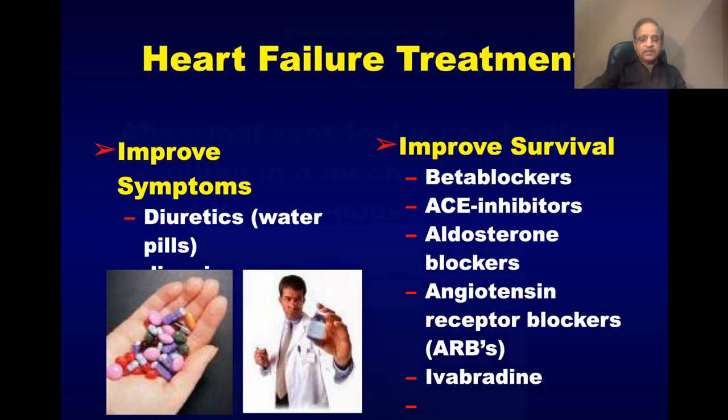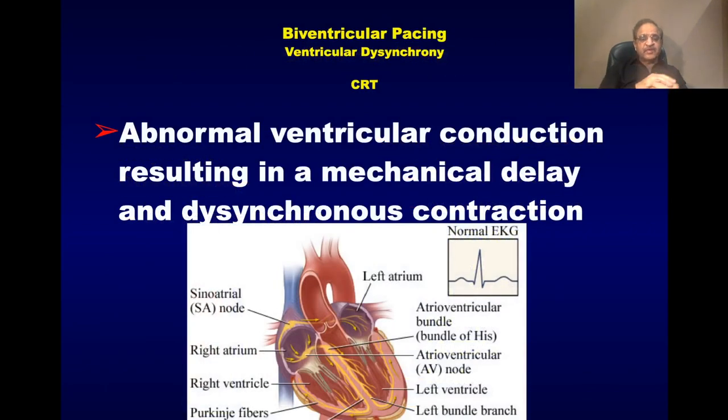And then we come to the biventricular pacing. Sometimes we send these patients to an electrophysiologist for biventricular pacing, where a lead is put in the right ventricle and another in the coronary sinus, so that there is synchronous contraction of the left and right ventricle. The indications for biventricular pacing are left ventricular failure, ejection fraction less than 35, and broad QRS complexes.